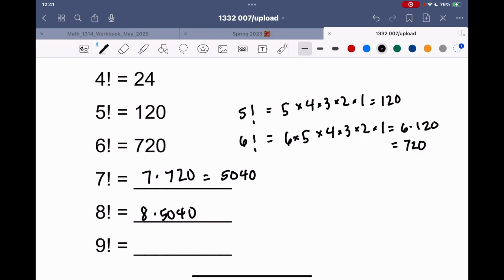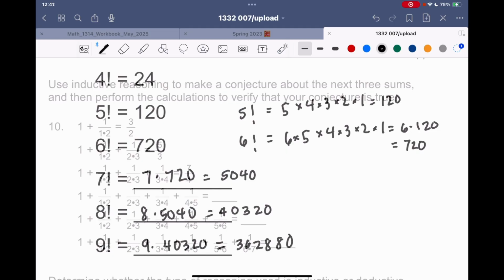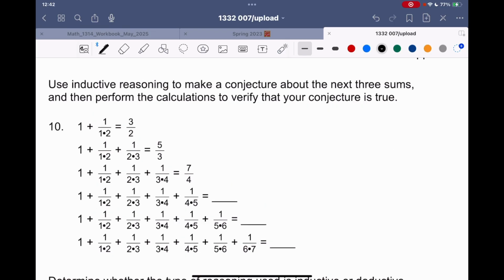That's going to give us 40,320. And then 9 times 40,320 is going to be 362,880. 10, 11, 12. There's a couple more that follow, but you'll figure it out.